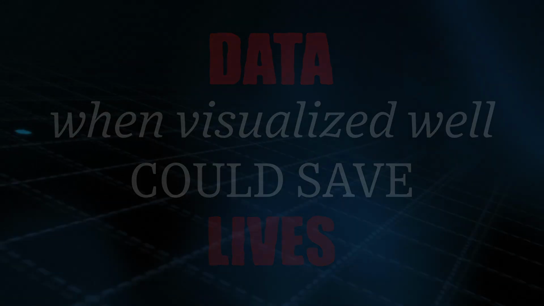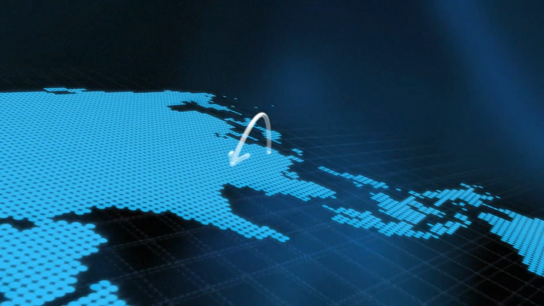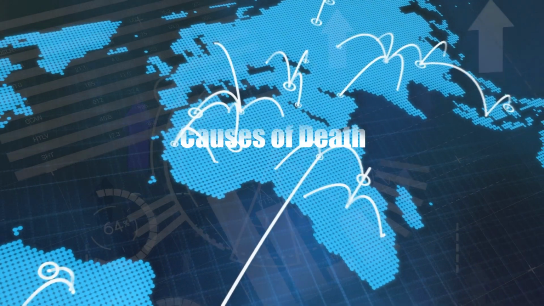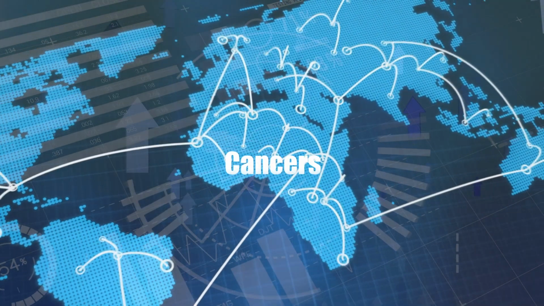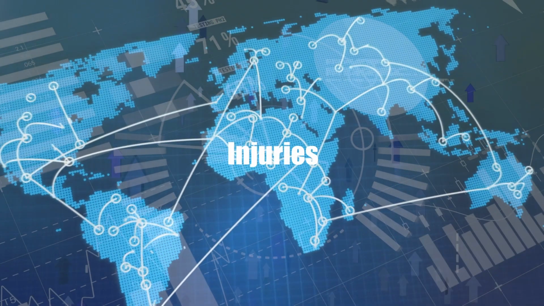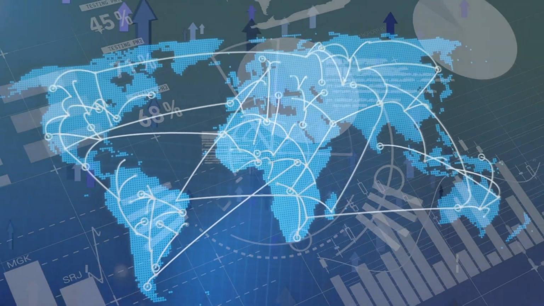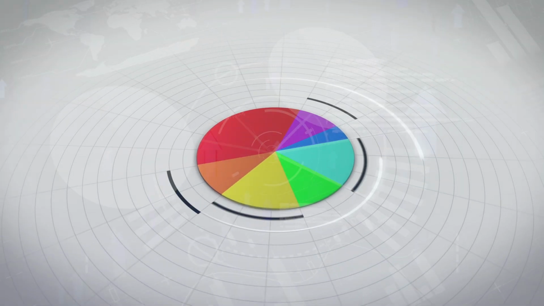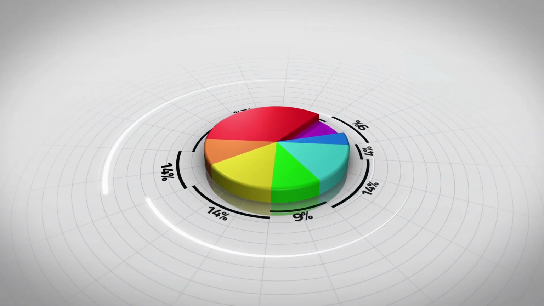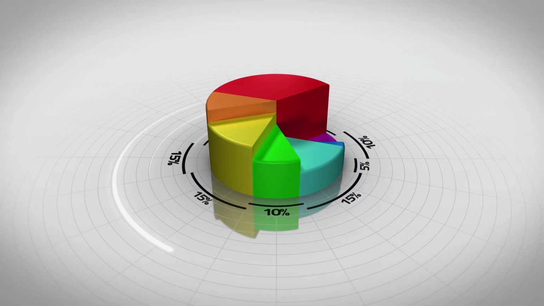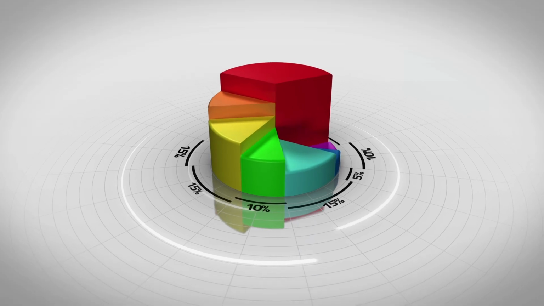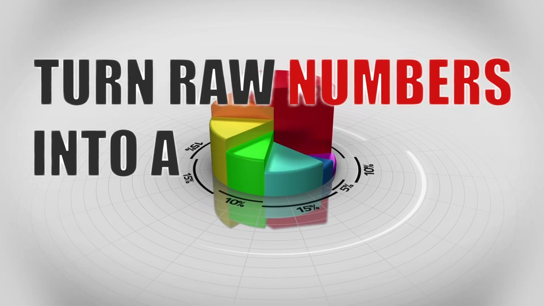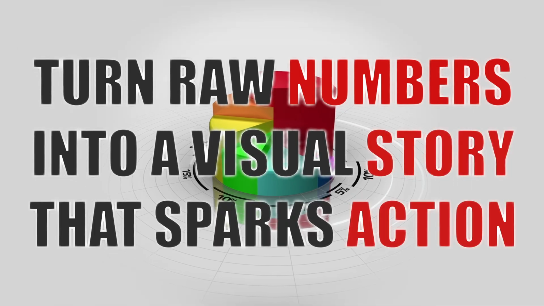Now fast forward to today, how would we do this? We'd collect modern health data, say causes of death worldwide, cardiovascular diseases, cancers, infectious diseases, injuries, and we could build a modern coxcomb diagram using tools like Python, R, or even Illustrator. Instead of quills and ink, we'd use code, design, and AI. But the principle is the same. Turn raw numbers into a visual story that sparks action.